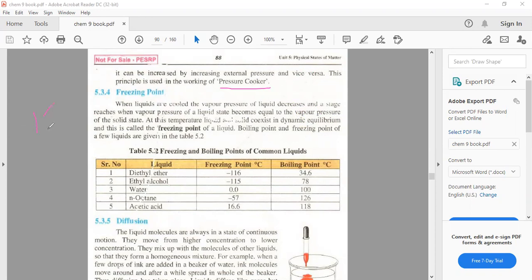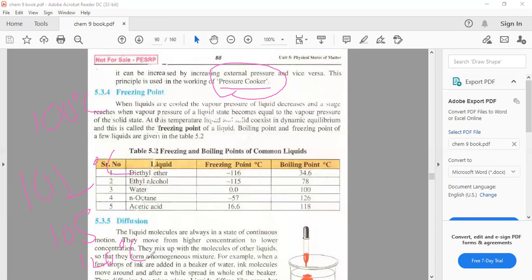So the water, which usually boils at 100 degrees Celsius when the container is open, behaves differently when you take water in a pressure cooker. Your water will not boil at 100 degrees Celsius. It will boil at more than 100 degrees Celsius, for example, 102 degrees or 105, 120 degrees. So the boiling point of water will increase due to the increase of pressure.